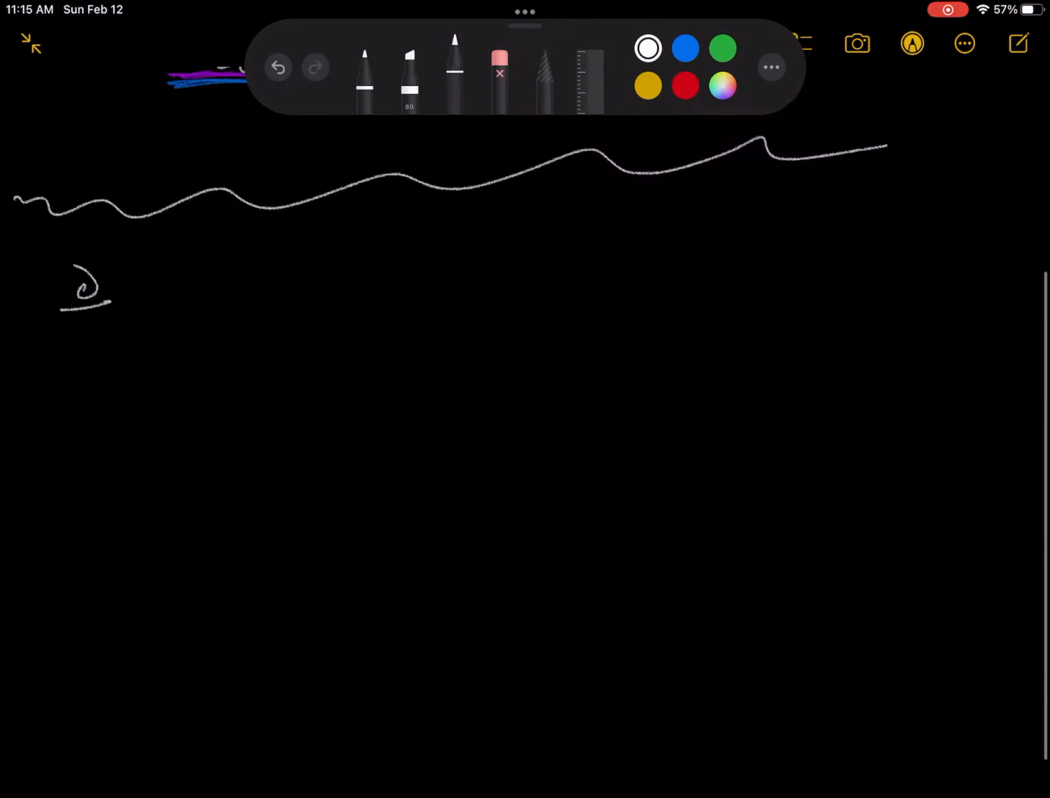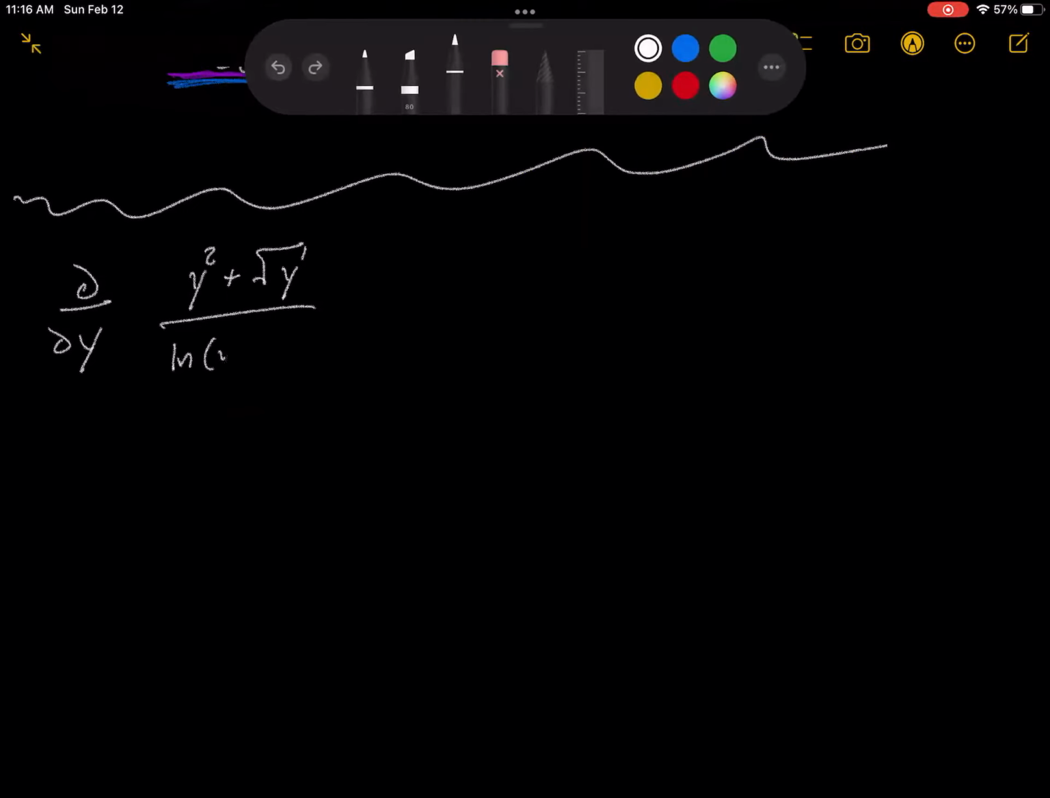Let's do another one. Let's differentiate with respect to y, y to the 2 plus square root y over natural log y. Actually, let's make it a little bit more complicated. Natural log of 2y. Okay, so before I'm ready to differentiate, let's rewrite it as something we can use power rules on. So y squared is fine. Let's rewrite that as y to the 1/2. All right, now we're ready to differentiate.